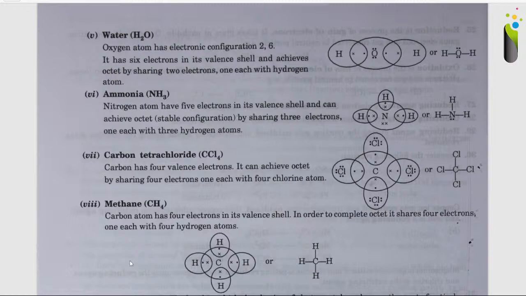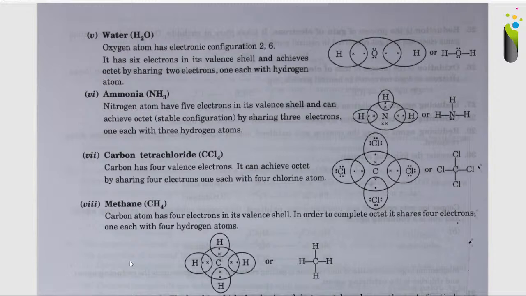Now the next example is water, that is H2O. Oxygen atom has electronic configuration of 2,6. It has 6 electrons in its valence shell and achieves an octet by sharing 2 electrons, one each, with hydrogen atoms. So you can clearly see this in the image. You can see oxygen at the center and 2 hydrogens on the sides of oxygen.